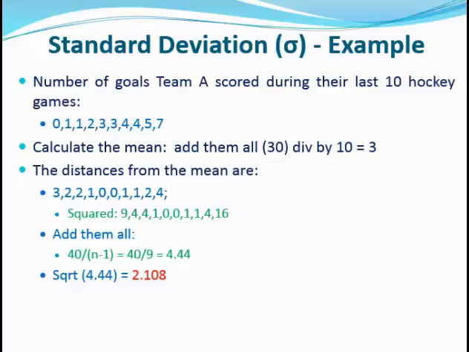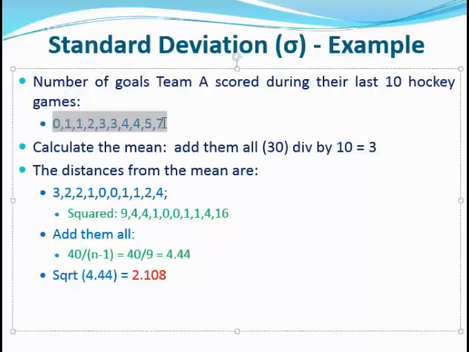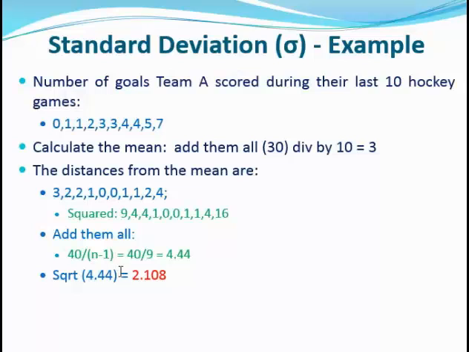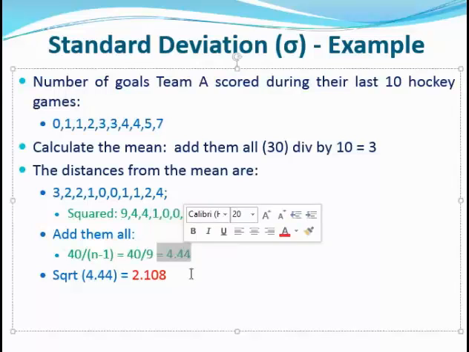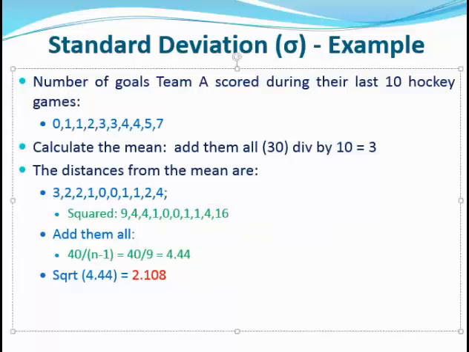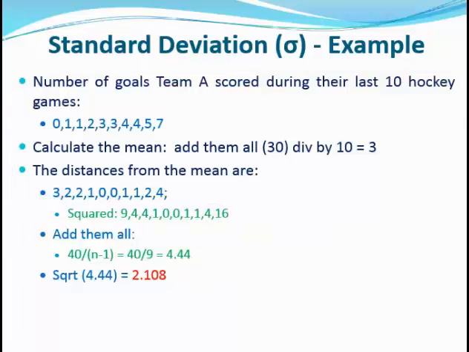Then you divide it by the number of samples minus 1. You've got 10 samples, so you subtract 1, you have 9, and 40 divided by 9 is 4.44. Then you take the square root of that, which you would have to use a calculator for, and the answer is 2.108.